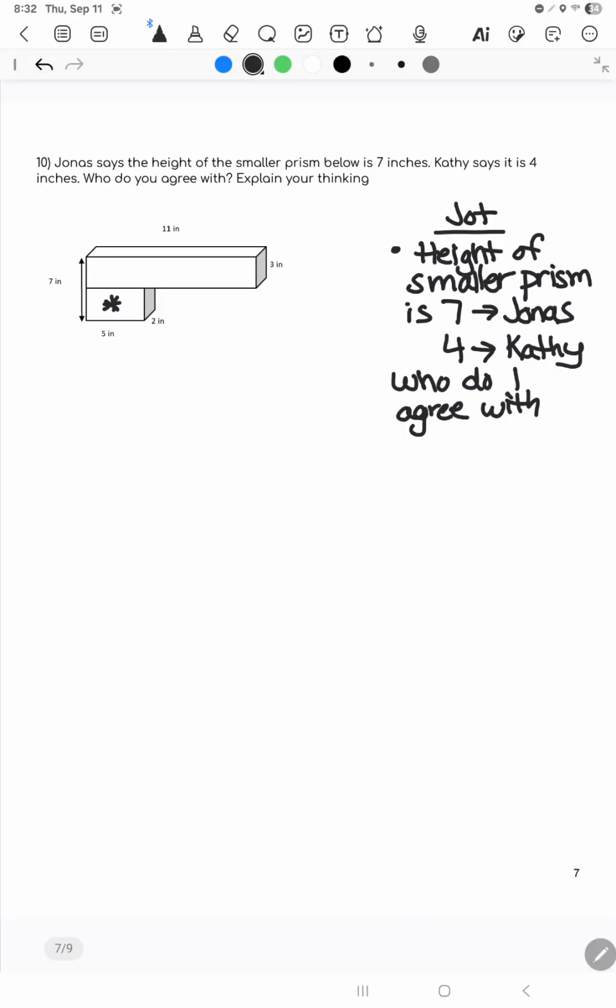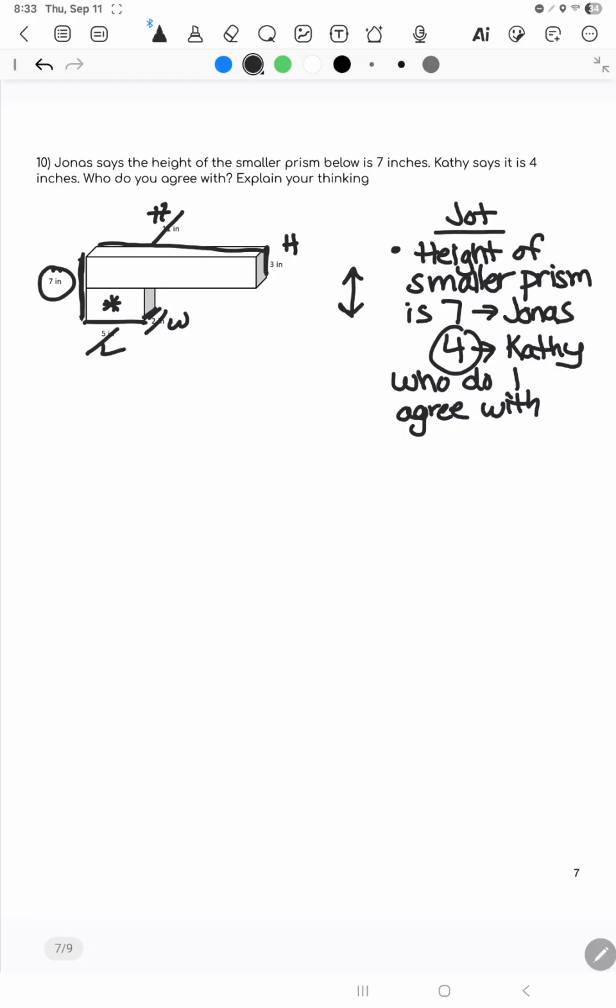I'm thinking about the strategies I'm going to use to solve this. All right, well, the height, I know height goes straight up and down. I can see where Jonas is coming up with 7. And I'm wondering where Kathy's getting 4, because I don't see 4 anywhere. Since height goes straight up and down, I'm now thinking about what these other numbers represent. This is going horizontal, so I'm not talking about the 11. The 3 is straight up and down. That's a height. 2 is diagonal. That's another width. Don't care about that one. And 5 is a length. Don't care about that one.